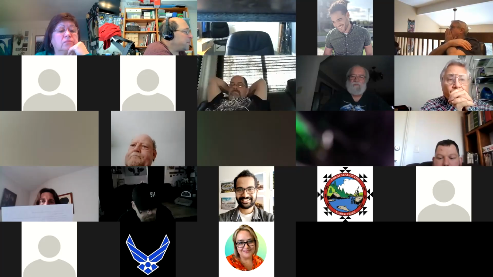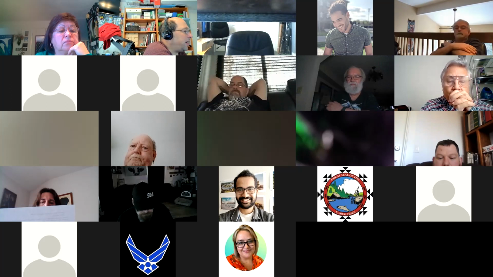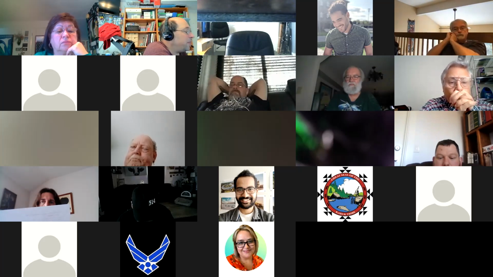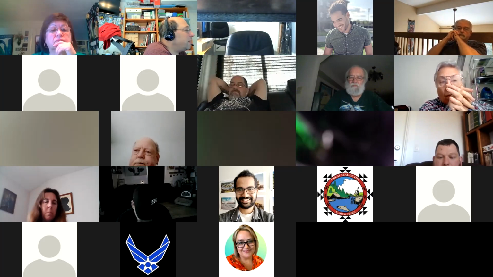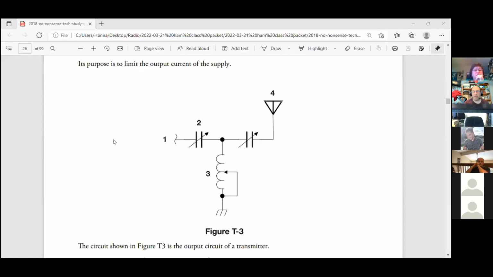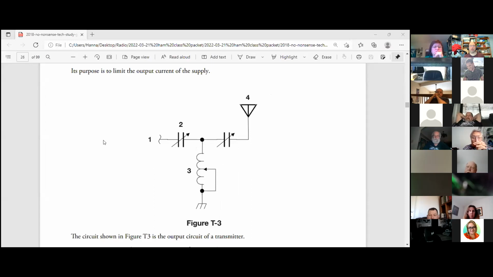Okay, finally, we're going to be getting to this thing. This is actually a really important circuit, which gets kind of short shrift here. But it's a very simple looking circuit. All right, so what does everybody see in this circuit? Variable capacitor, two variable capacitors, and a variable inductor. Number 4 is an antenna.